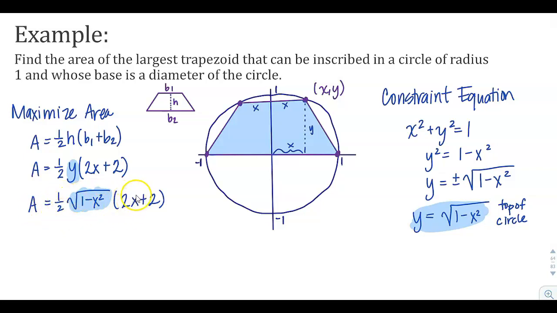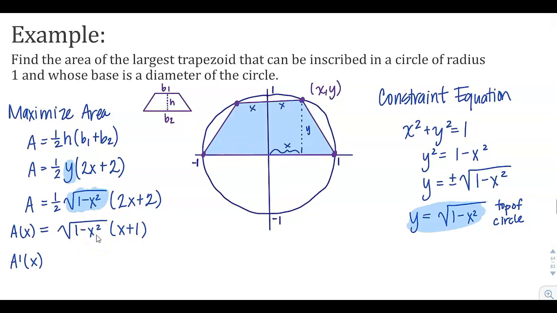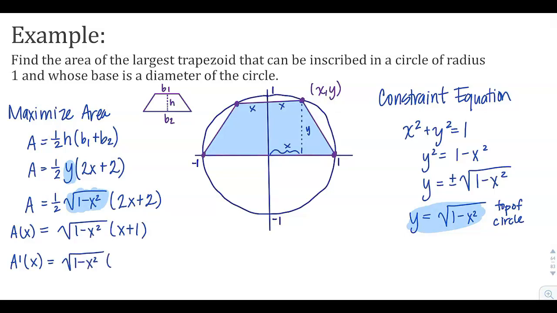I'm going to clean it up a little bit. This 1/2, if I distribute it into this binomial, would cancel out both of these 2's. So A is now the square root of 1 minus x squared times x plus 1. So this is my A of x, and I want to find A prime of x, which is going to require both a product rule and a chain rule. So A prime of x is the first function, root 1 minus x squared, times the derivative of the second, so that's just 1, plus the second function, x plus 1, times the derivative of the first function, which is where my chain rule is.